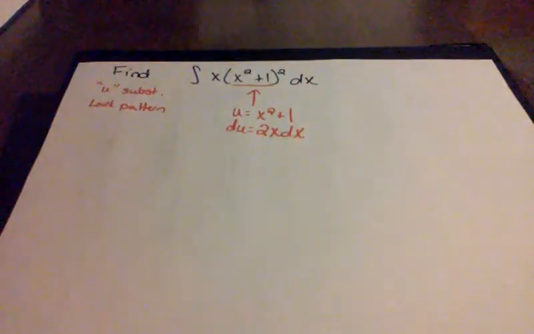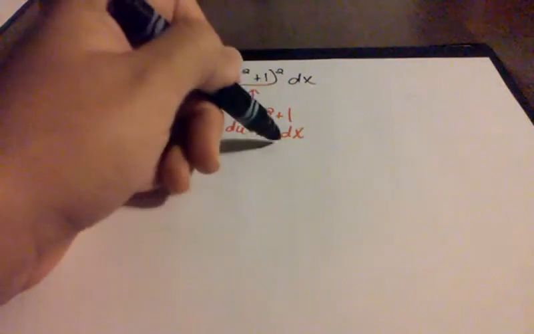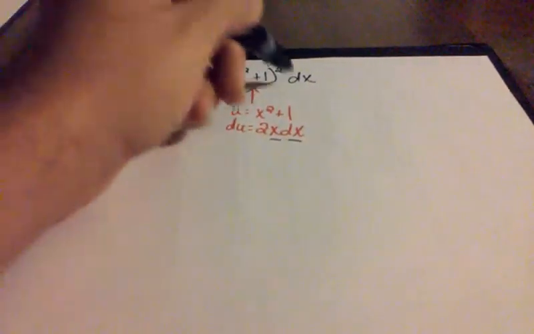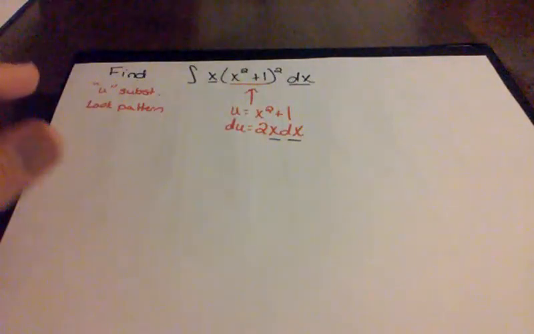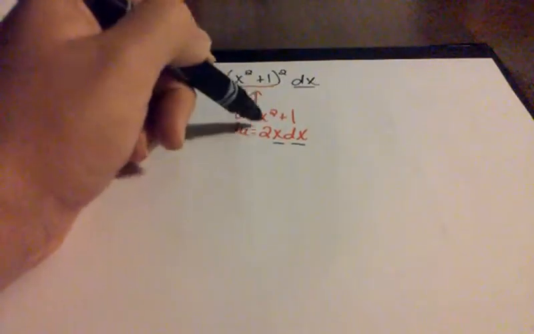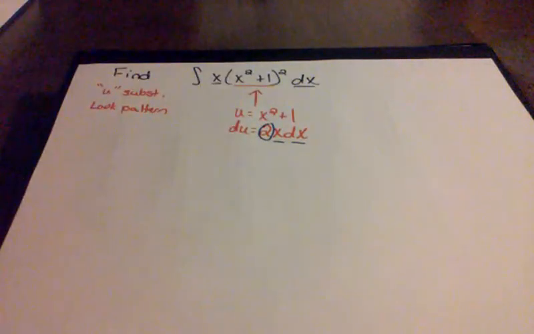Now, you're probably thinking, well, wait now, I see the x and the dx, right? There's the x and the dx that's in the original integral, but I don't see this 2, and you would be correct. So how are we going to fix that? Because that's the only thing that's separating us from getting our final answer.